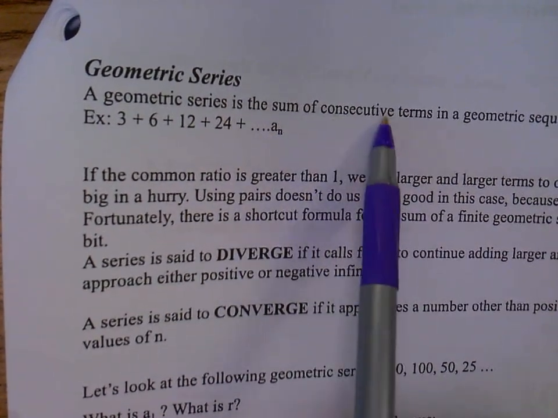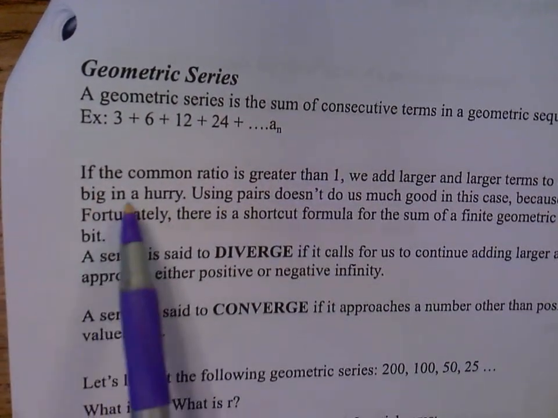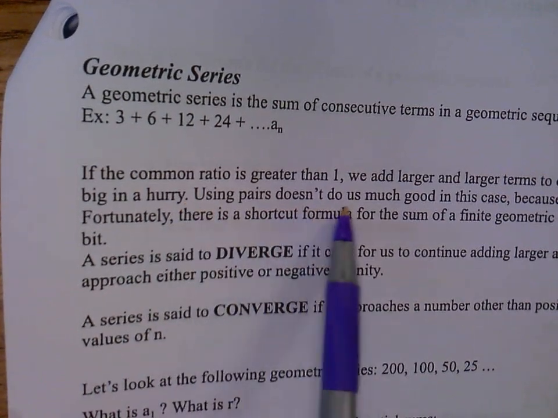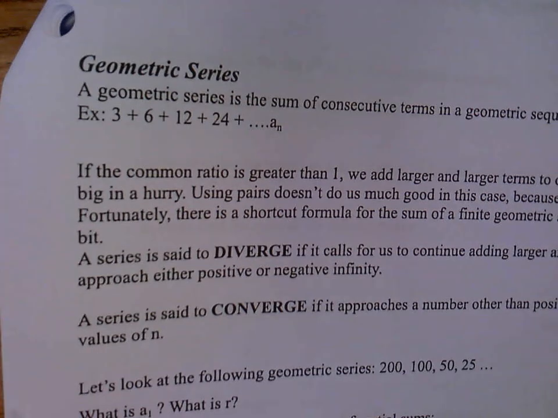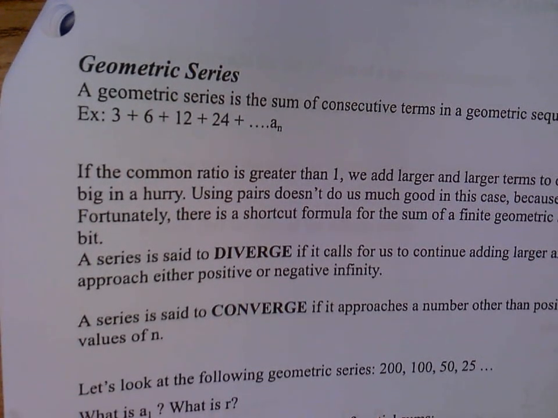So it says the total can get big in a hurry, and using pairs doesn't do us much good. Even if you look at the first 2 pairs, one is 3 plus 24, 27. What's 6 plus 12? 18. The pairs formula only works for arithmetic. So if you forget, just try it and see if it works. It doesn't work for geometric.